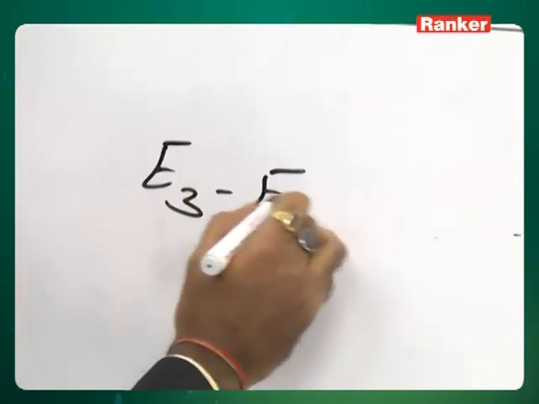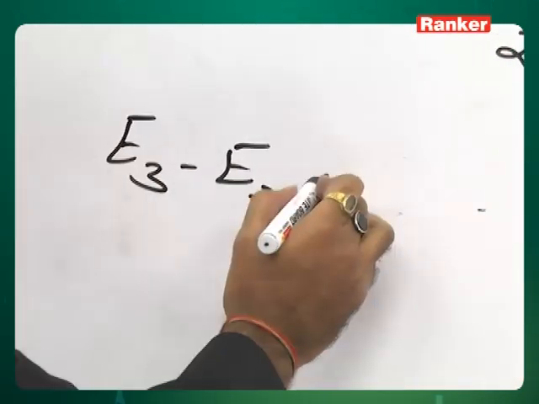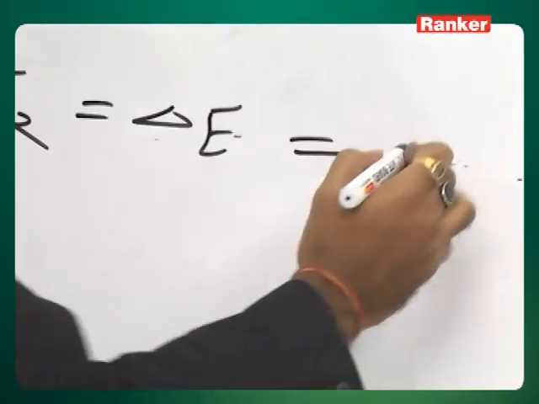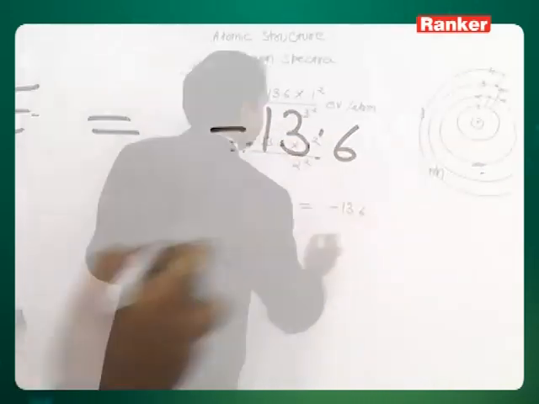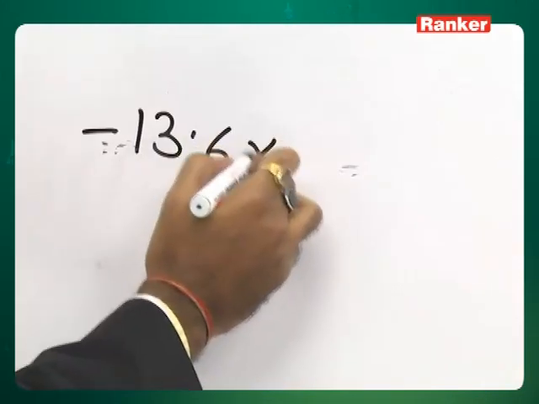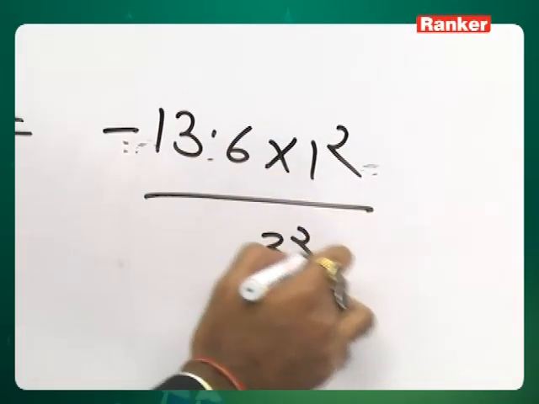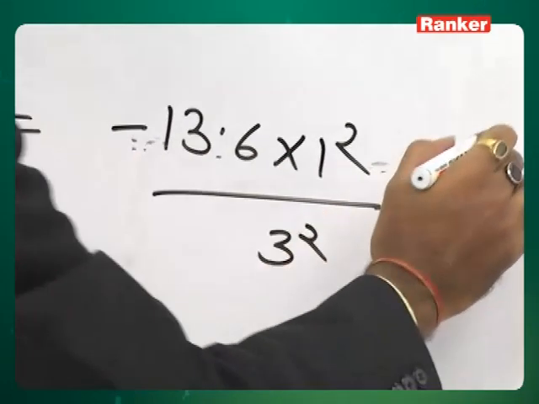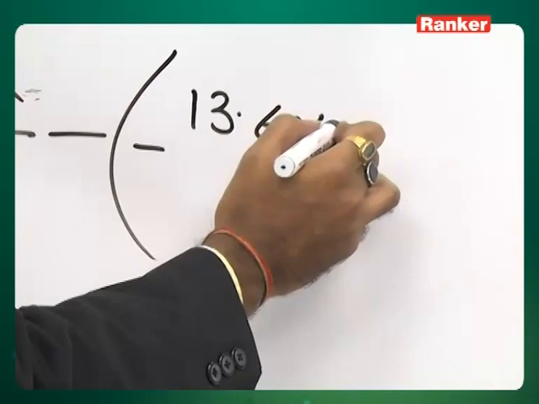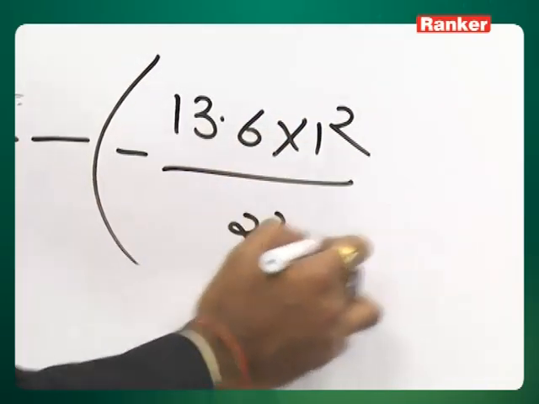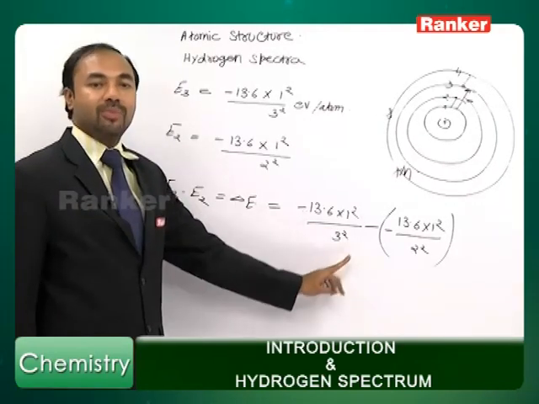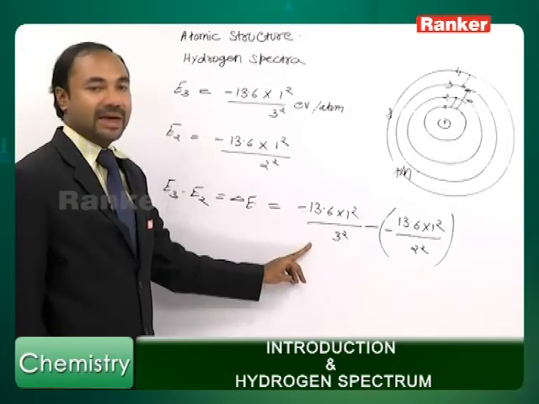E3 minus E2, which can be given as delta E, and this will be equal to minus 13.6. This is the energy of the electron in the third shell. So minus 13.6 into 1 squared upon 3 squared, minus of minus, we get here 13.6 into 1 squared upon 2 squared. Right. Now as you can see, this energy will come out to be positive, in electron volts per atom. This will be calculated.